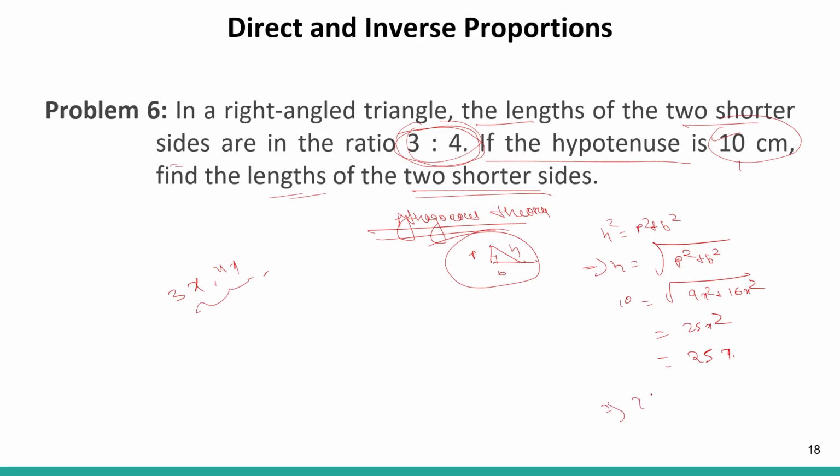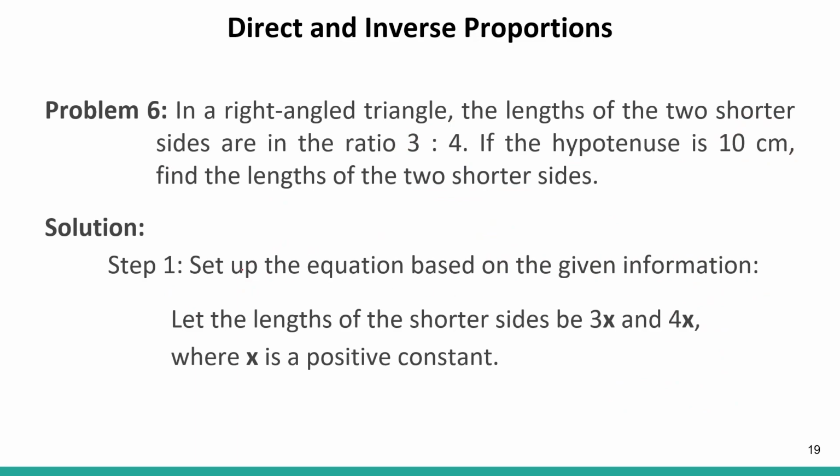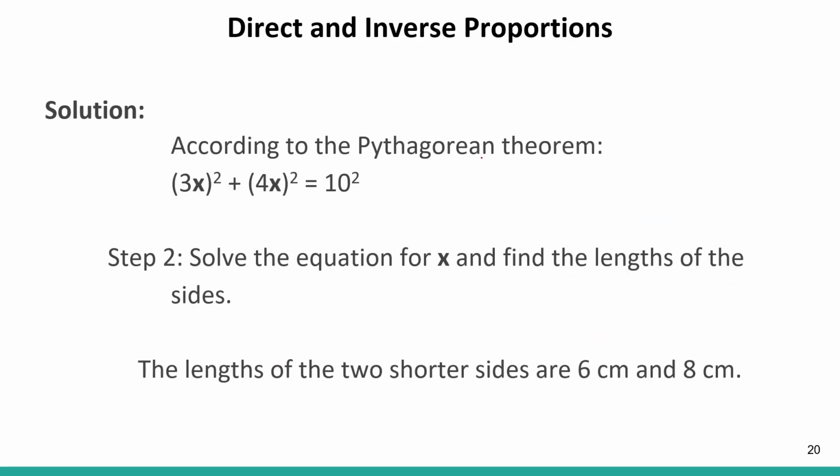So this implies that x is equal to 5x is the answer. So let's do it in step-by-step method. Setting up the equation based on the given information, let the lengths of the shorter sides be 3x and 4x respectively, where x is a positive constant, right? According to the Pythagoras theorem, 3x squared plus 4x squared is equal to 10 squared, right?